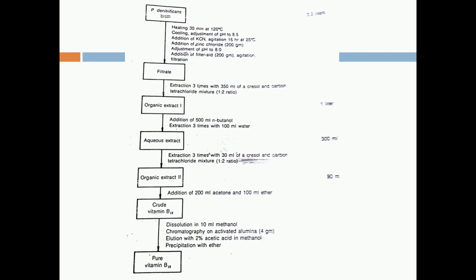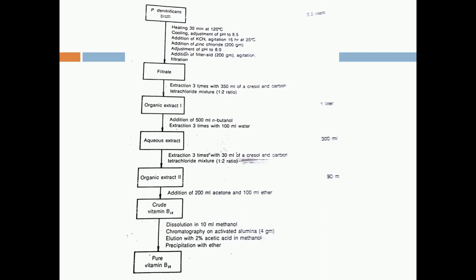Once you enrich this, again you do the organic solvent extraction, the same cresol and carbon tetrachloride in the ratio 1:2, and then you further extract it. But you can see here they have used only 30 ml. Previously they had used 350 ml. So with each step you are trying to reduce your volume of sample. That means you're concentrating your product. By the enrichment technique, you're trying to make your final product concentrated.